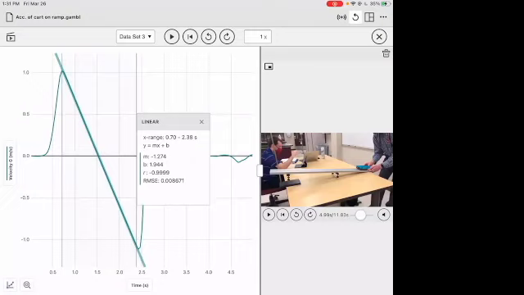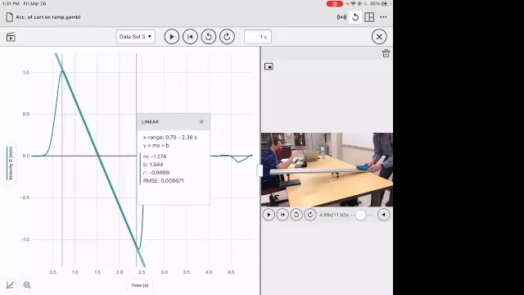Before all this technology, I used to use stopwatches and meter sticks and so on, and the data just wasn't good enough to be able to do the kinds of things you can do here. All right, so that's the basic idea of Graphical Analysis.